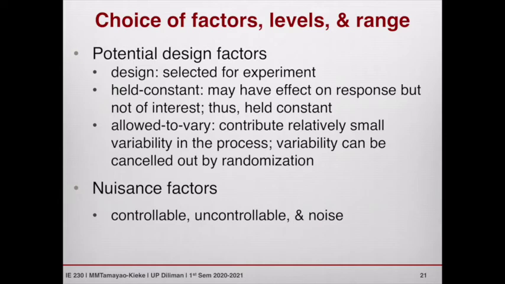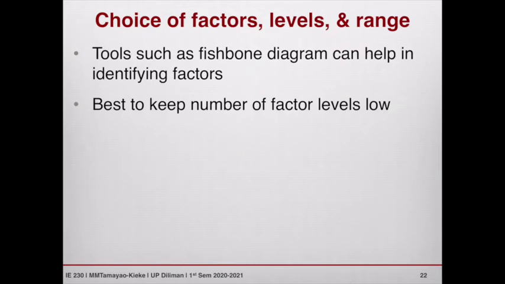And then nuisance factors are those that may have significant effects on the response but are not of interest in the study. They can be controllable, uncontrollable, or noise. The blocking principle can deal with controllable factors. In choosing factors, levels, and ranges, we can use tools such as fishbone diagram. And we have to remember that it is best to keep the number of factor levels low.